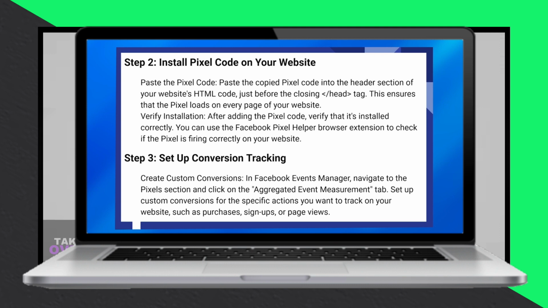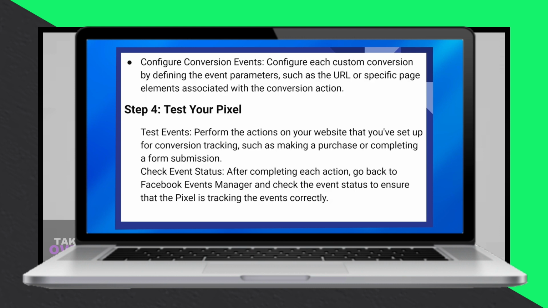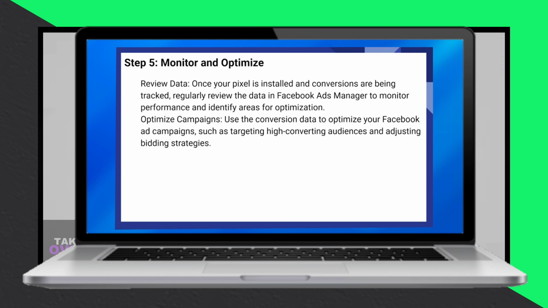tracking the events correctly. Once your pixel is installed and conversions are being tracked regularly, review the data in Facebook Ads Manager to monitor performance and identify areas for optimization. Utilize the conversion data to optimize your Facebook ad campaigns, such as targeting high-converting audiences and adjusting bidding strategies.